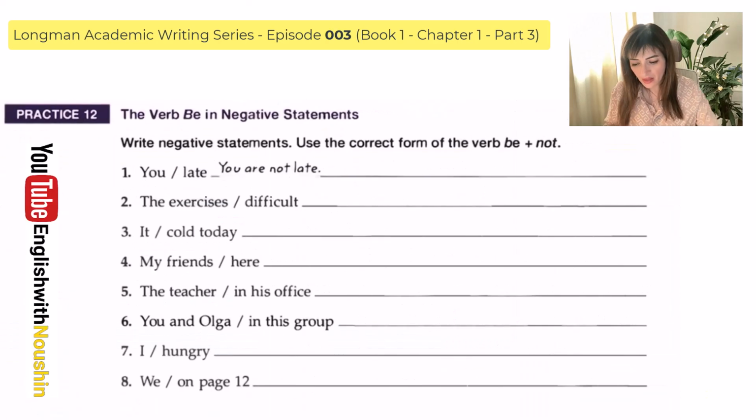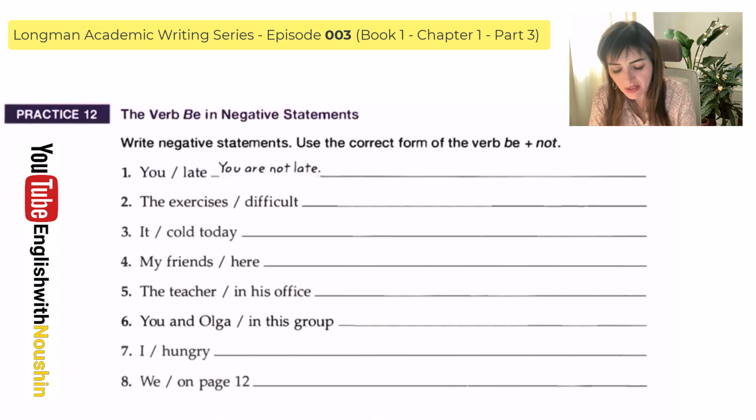Cool. So, practice 12, the verb be in negative statements. What we want to do is write negative statements using the correct form of be plus not. Don't forget not. So pause, write sentences, then come back and check with me. Ding ding. Okay, we're back.